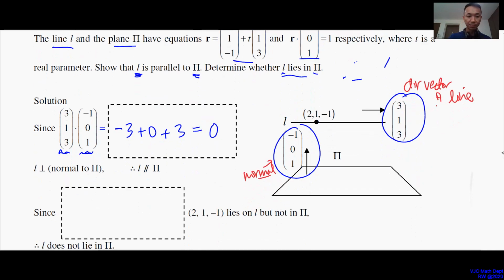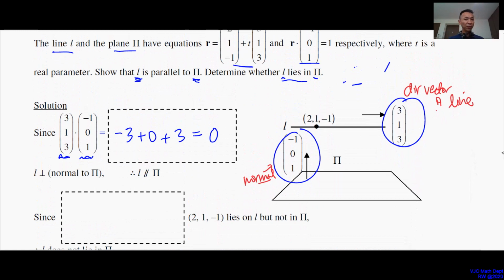Done. But if you prove that they're parallel, there is the second part: determine whether L lies in pi. Because there are two cases here. One is you have a plane and they're parallel like that, but they do not have any common point. The second case is where the line lies on the plane. That means they have all the common points. All the points on the line lie on the plane. So we've got to determine which case it is.